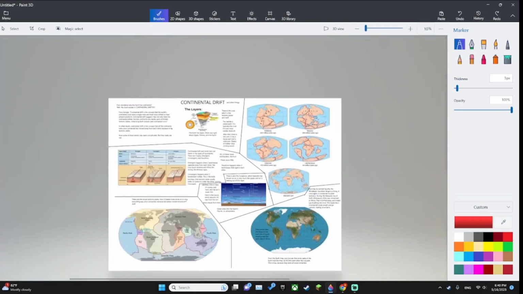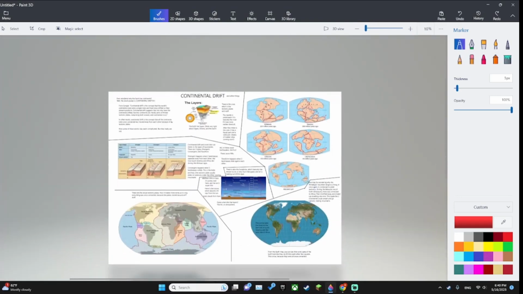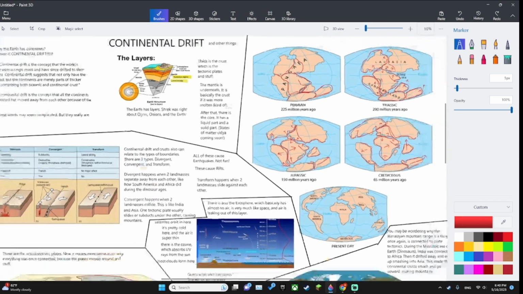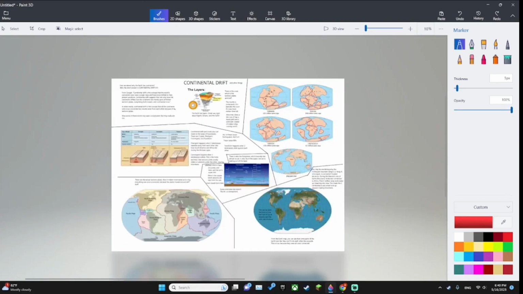So this is basically geography, not geology: continental drift, and how continental drift is related to everything, because everything moves because of layers.